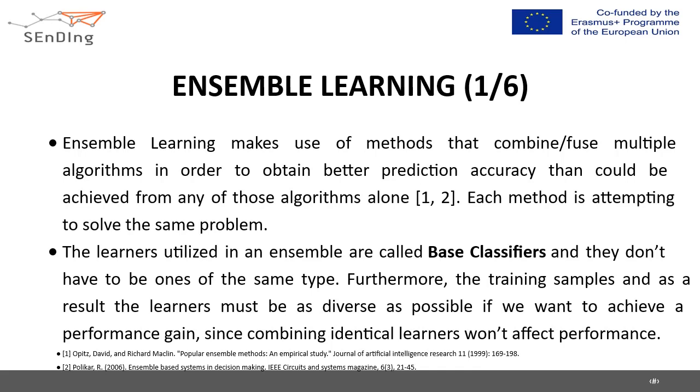Ensemble learning makes use of methods that combine/fuse multiple algorithms in order to obtain better prediction accuracy than could be achieved from any of those algorithms alone. Each method is attempting to solve the same problem. The learners utilized in an ensemble are called Bayes classifiers, and they don't have to be ones of the same type. Furthermore, the training samples and as a result the learners must be as diverse as possible if we want to achieve a performance gain, since combining identical learners won't affect performance.